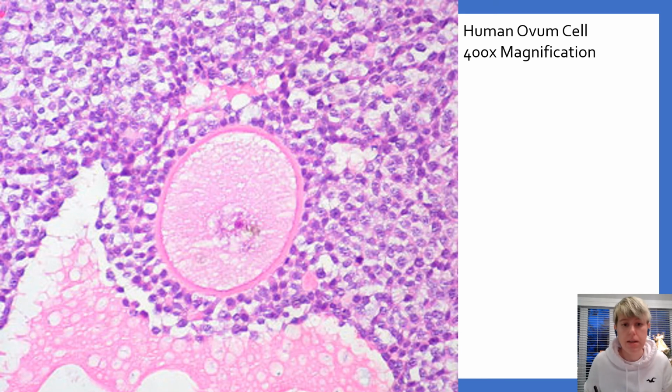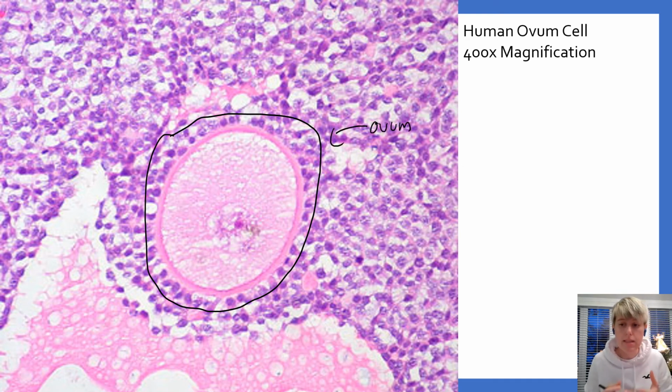So as we can see right here, the structure that I'm circling in black is one ovum. And we can see it is actually quite large. It is the largest cell that we have in the human body. And again, this is found in only biological female bodies.